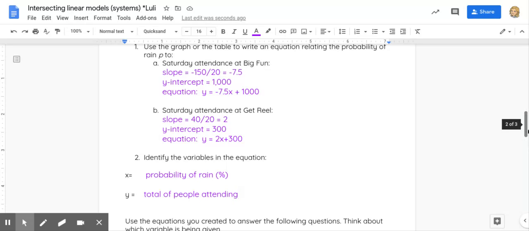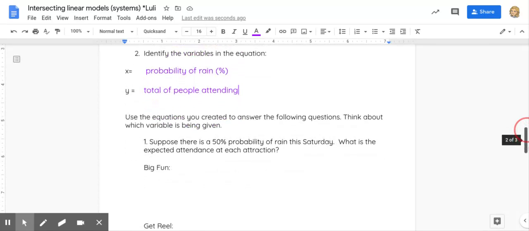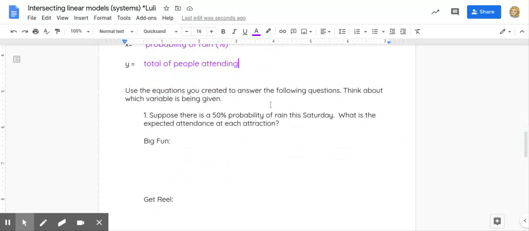Okay, so now we're going to be analyzing these equations. We're going to be using the equations we found, plugging in pieces of data, just making sure that we are using the right variable for each one. All right, so number one, suppose there's a 50% chance of probability of rain this Saturday. What's the expected attendance at each attraction?